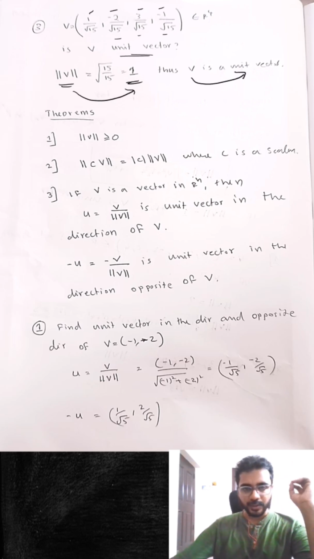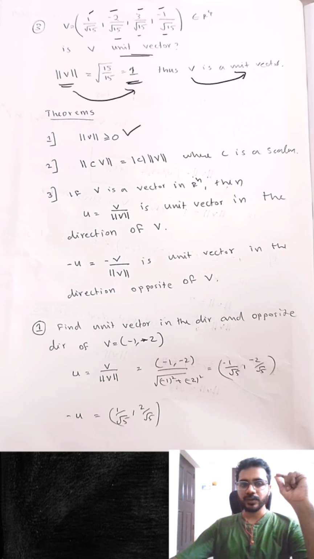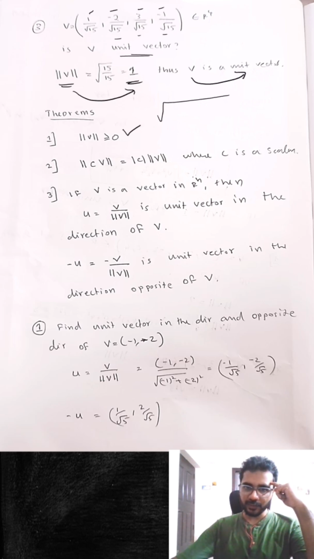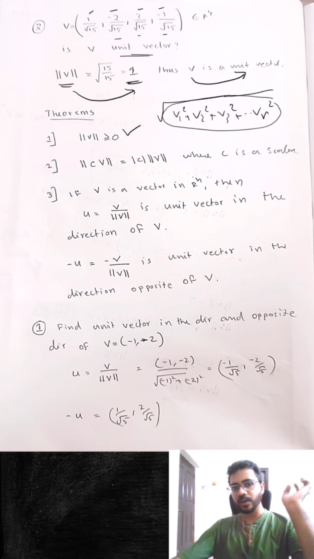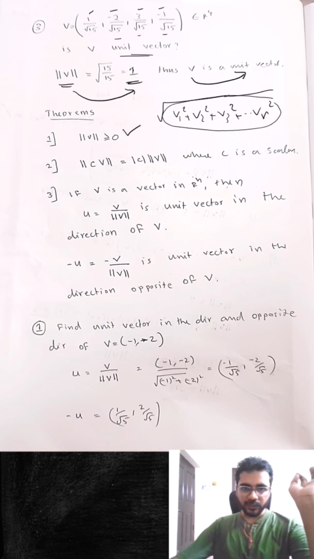Now, two or three theorems in this. The length of v will always be greater than or equal to 0. Length cannot be negative. As we know, its formula is the square root of v1 square plus v2 square plus v3 square plus up to vn square. For any value of v1, v2, v3, this number will be positive. Square root can have both values, but we will take only the absolute value of it. So the length of v is always greater than or equal to 0. That's the first property.